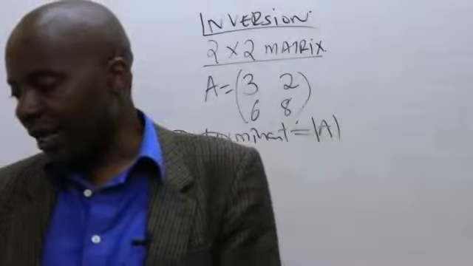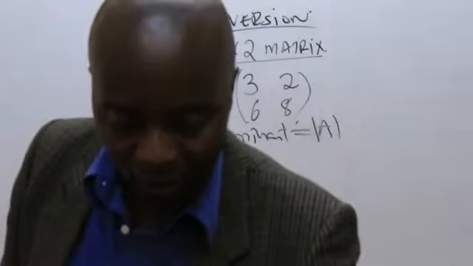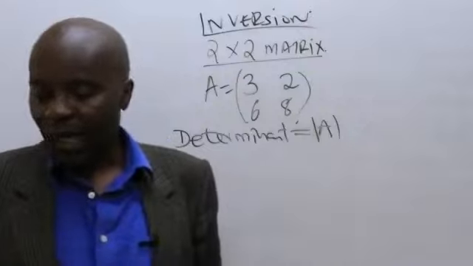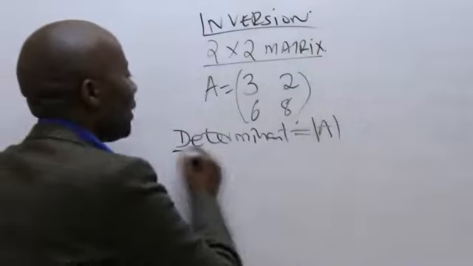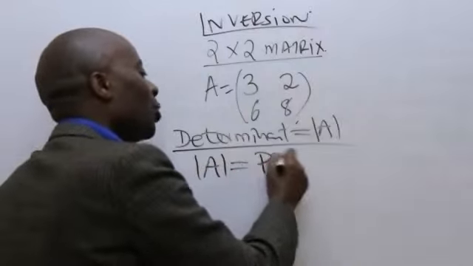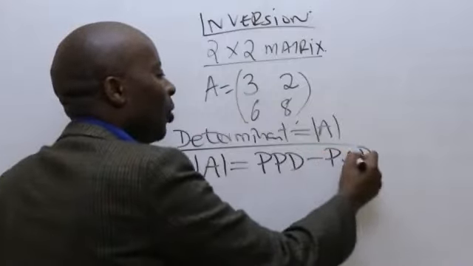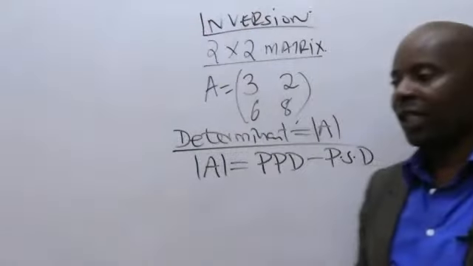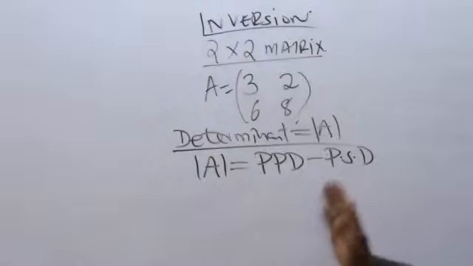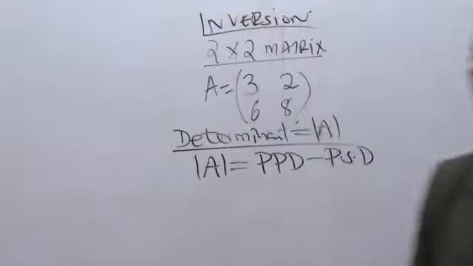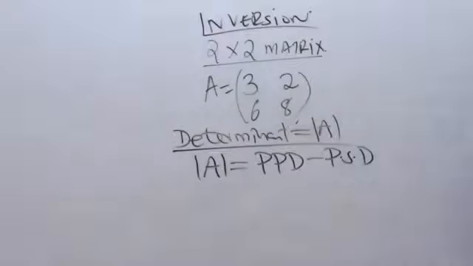Thank you very much, Lokai. Lokai happens to be good in this. So Lokai has told us something very easy: to get the determinant, we take the product of the primary diagonal minus the product of the secondary diagonal. Please write that in full. The determinant equals product of primary diagonal minus product of secondary diagonal.